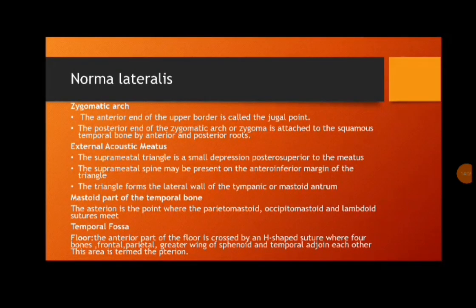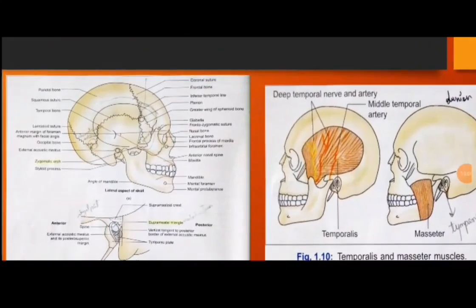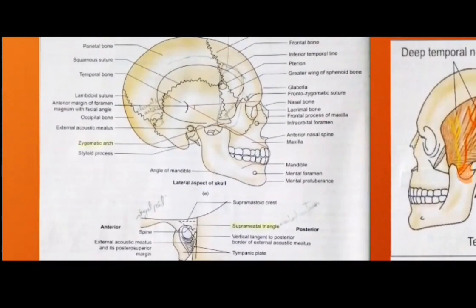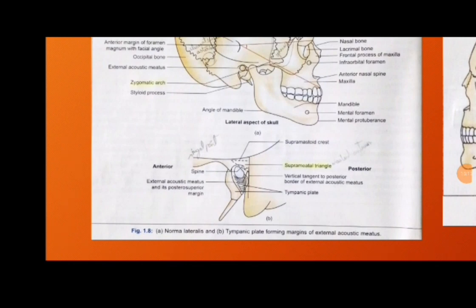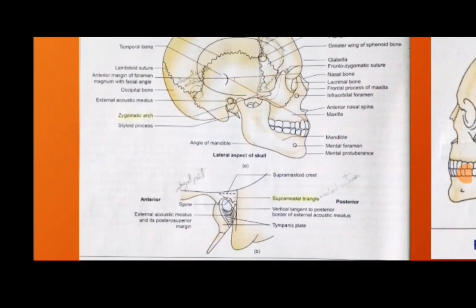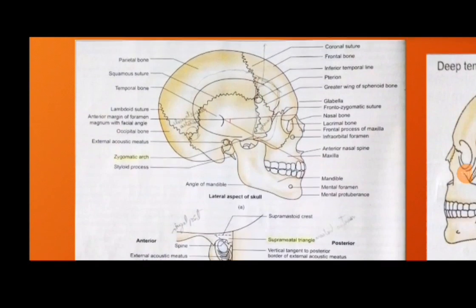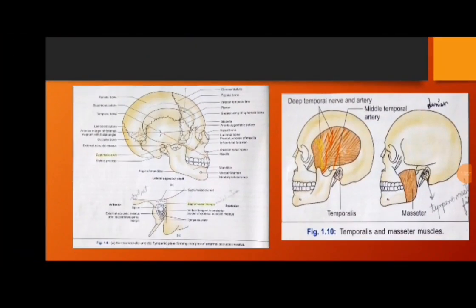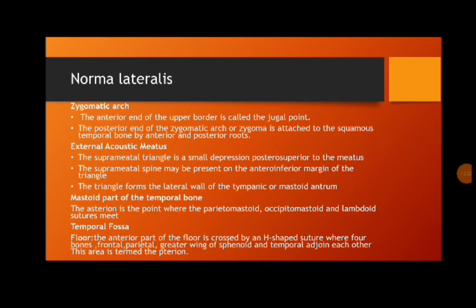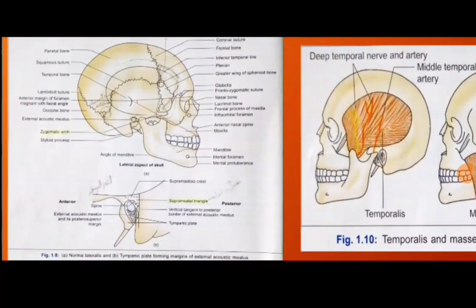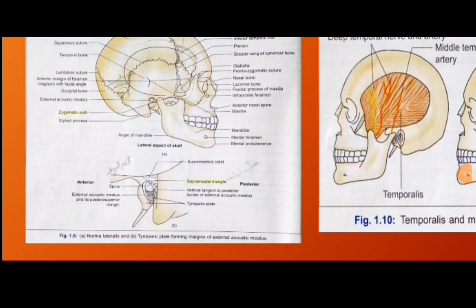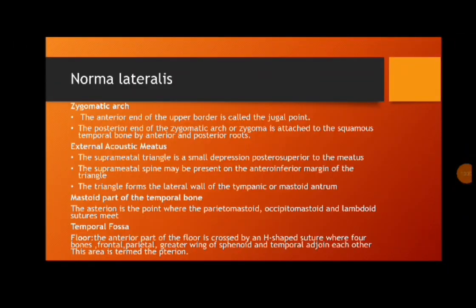Zygomatic arch, the anterior end of the upper border is called the jugal point. This jugal point was asked somewhere in the multiple choice questions, so I had written on that jugal point. It is in the zygomatic arch. What is the jugal point? The anterior end of the upper border of the zygomatic arch is called the jugal point.